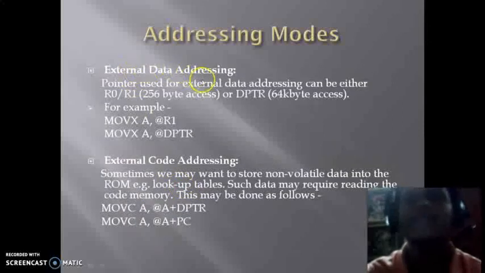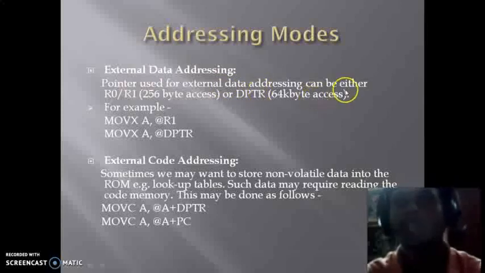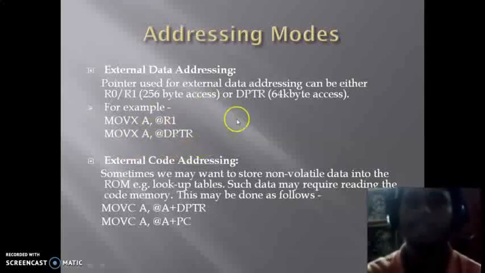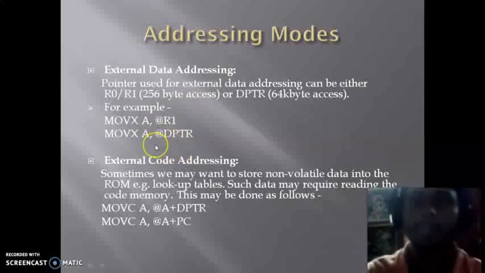So next is the external data addressing mode. The pointer used in this external data addressing mode can be either R0, R1, that is 256 bytes of access, or DPTR for 64 kilobyte access. For example, MOVX A, @R1, by which the external data can be moved into the accumulator. MOVX A, @DPTR, so the external data can be accessed by using DPTR, and that can be copied into A.